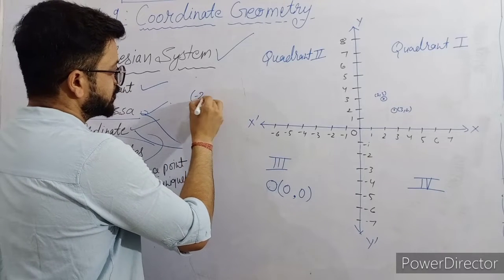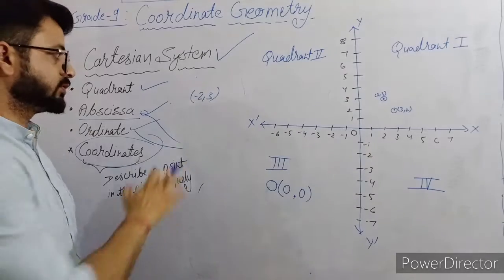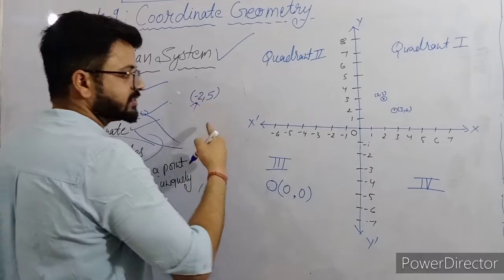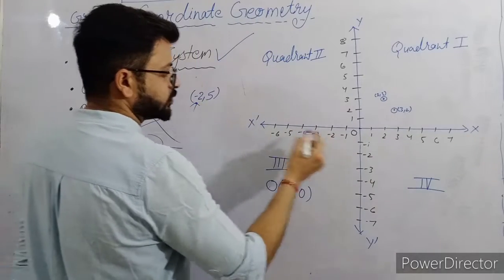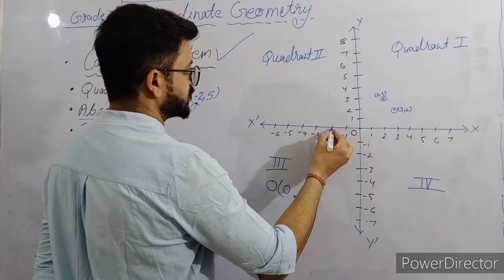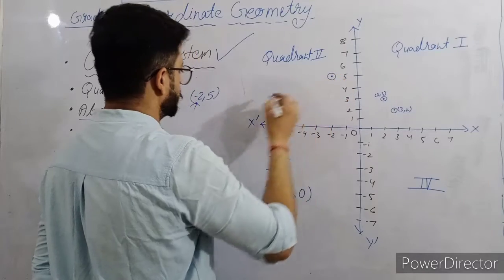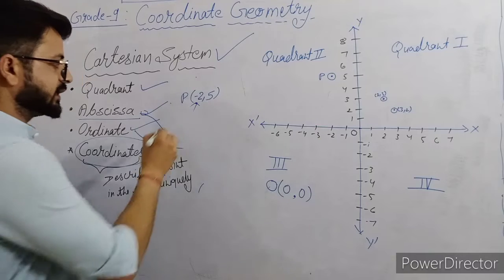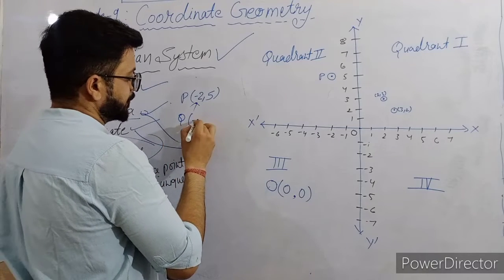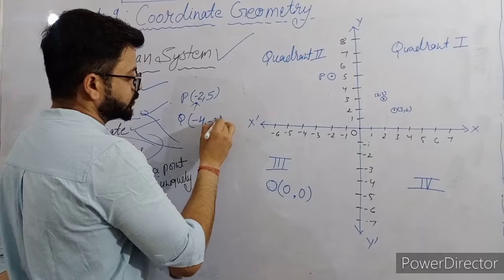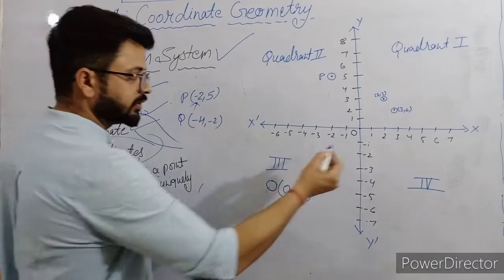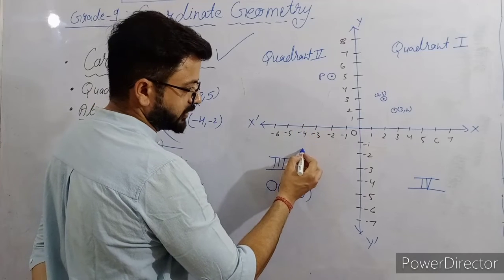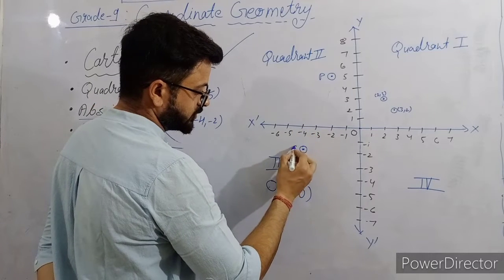Okay. Now suppose I have a few more points. Minus 2, 5. Where will it come? Minus 2, so first is the abscissa. We see the abscissa on this side, minus 2 is here, and the 5 is positive, so upside. This is point P. Suppose another point Q: minus 4, minus 2. First abscissa minus 4, and then ordinate minus 2 downside. This is point Q.